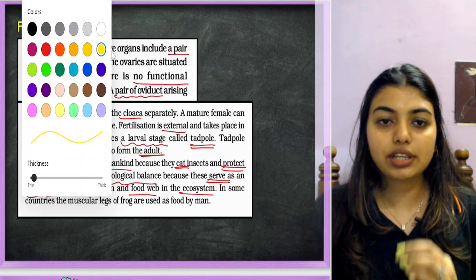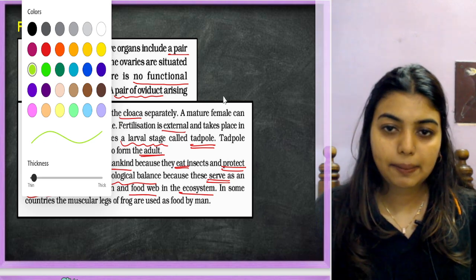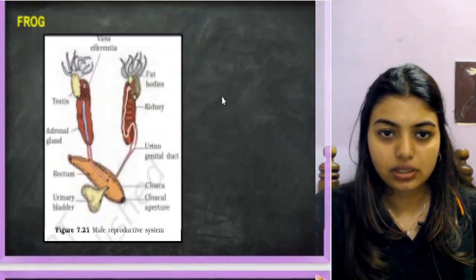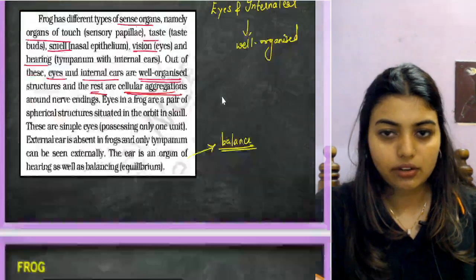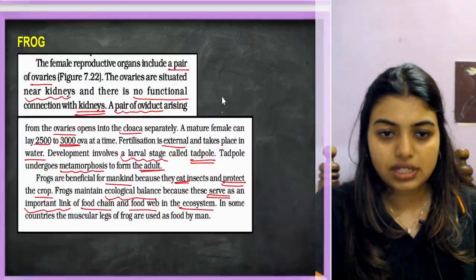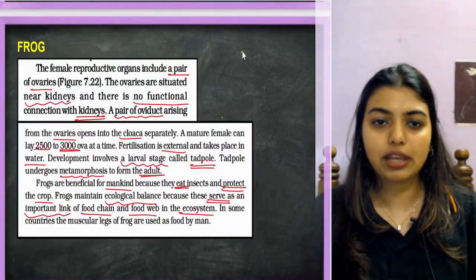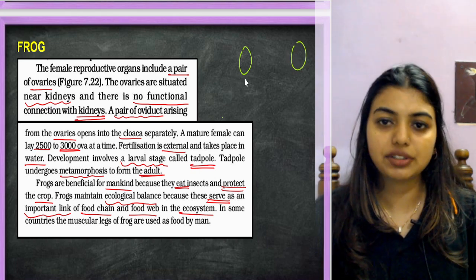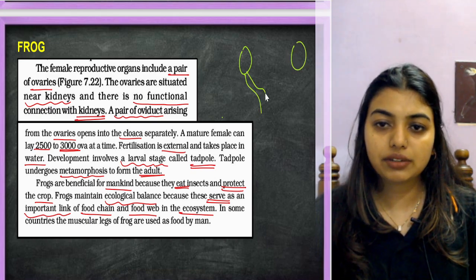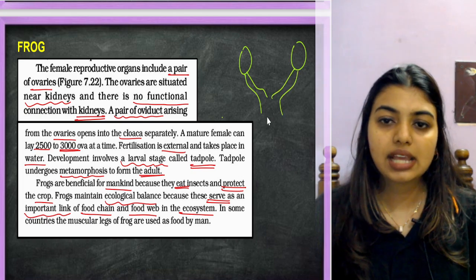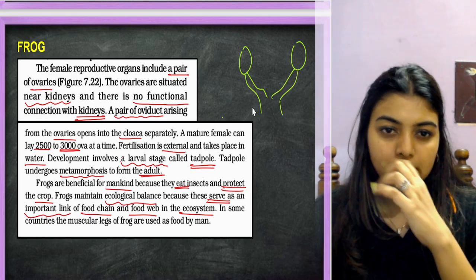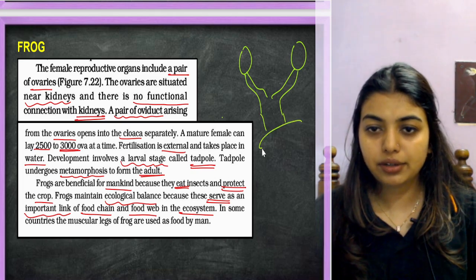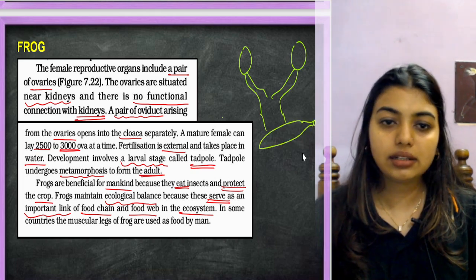So here, what are they talking about, students? They have not given the structure of the female, right? So just understand that in the female there is going to be a pair of ovaries. Ovaries will be situated near the kidney but with no functional connection with the kidney, and then a pair of oviducts will arise from the ovaries and open into the cloaca separately.